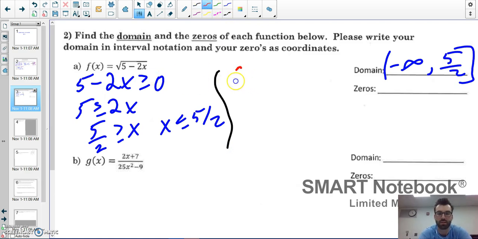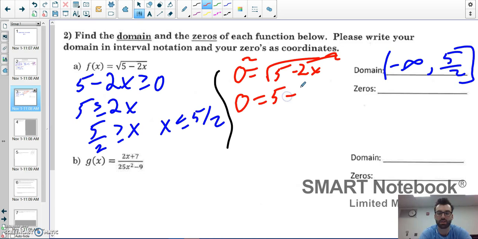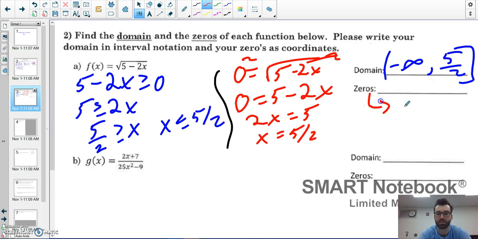To find the zeros of my function, I'm going to set my function equal to 0 and solve. To get rid of the square root, I square both sides. 0 squared is 0, and 5 minus 2x. I'm going to add 2x to the other side. 2x equals 5. Divide by 2, x equals 5 over 2. To write that zero as an ordered pair, y is equal to 0, so it'll be 5 over 2, comma 0.